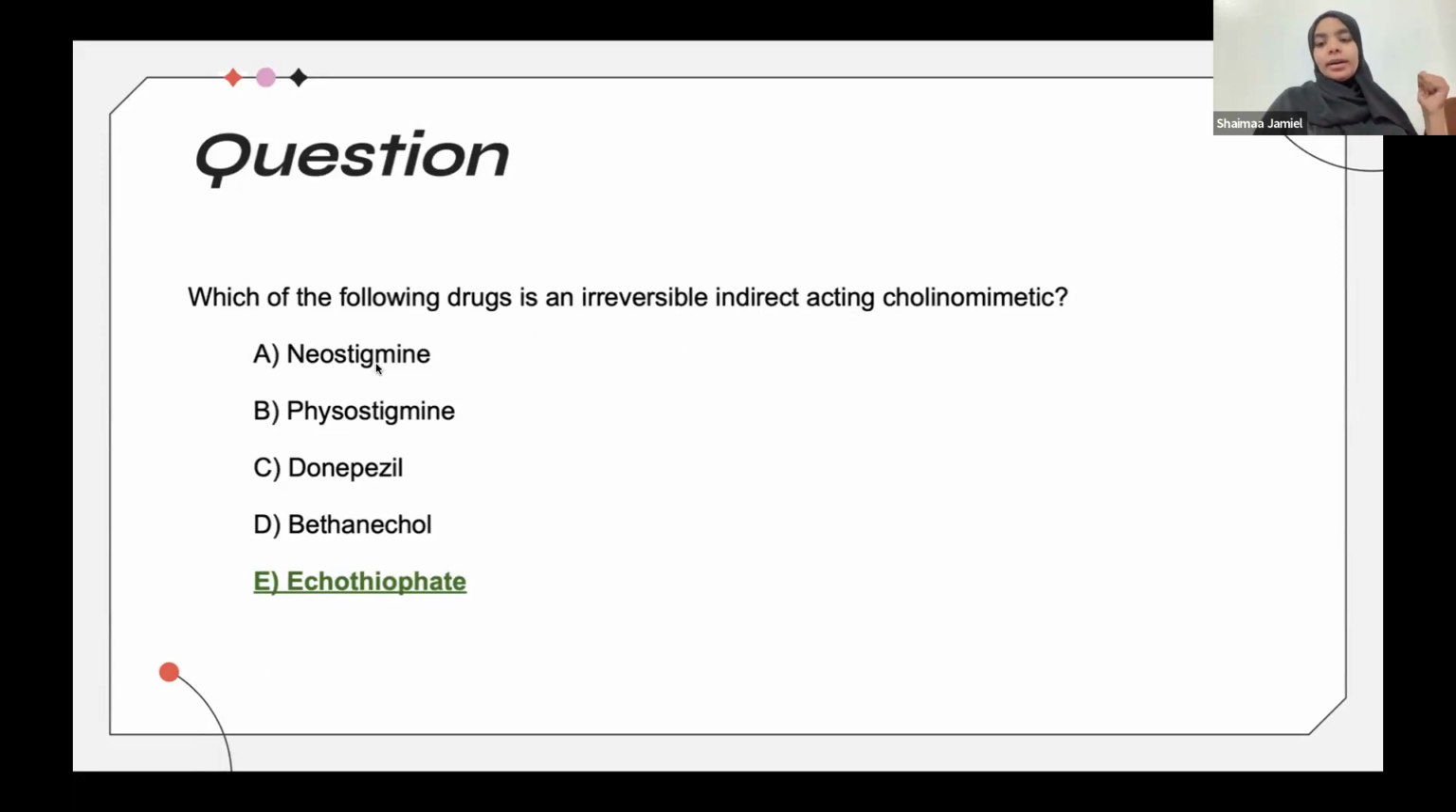Neostigmine for myasthenia gravis, donepezil, galantamine, rivastigmine, all for Alzheimer's, and ecothiopate for glaucoma, not first line. Honestly, I don't think it's a very important drug.